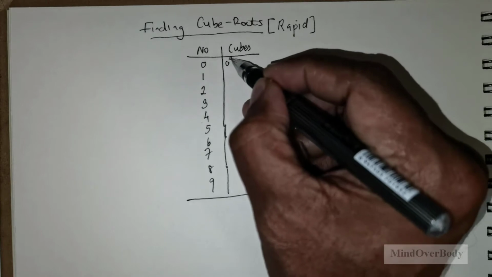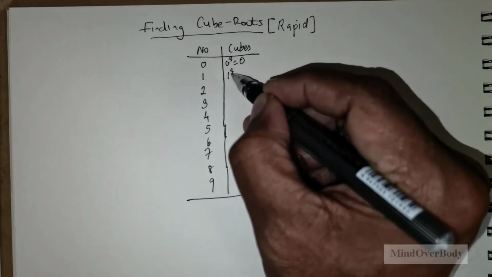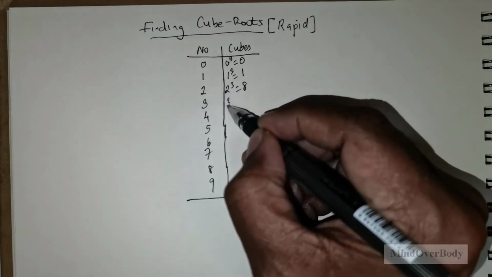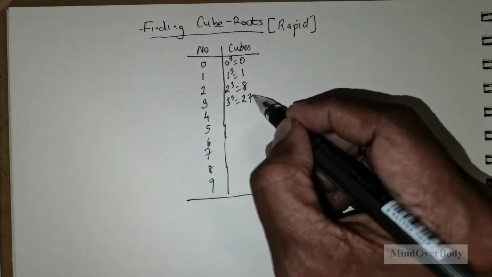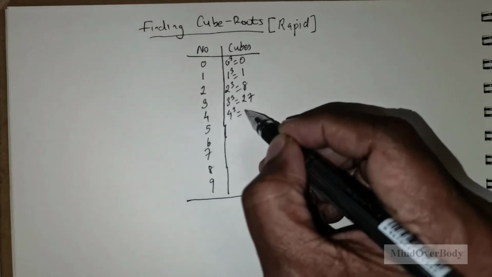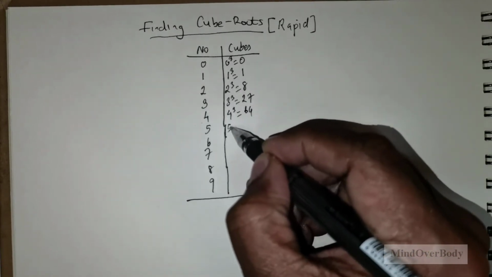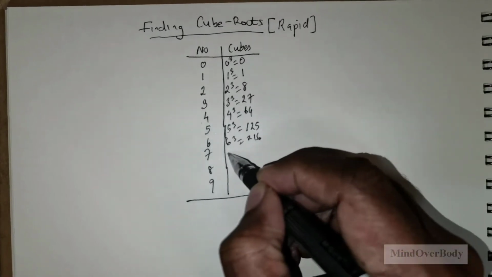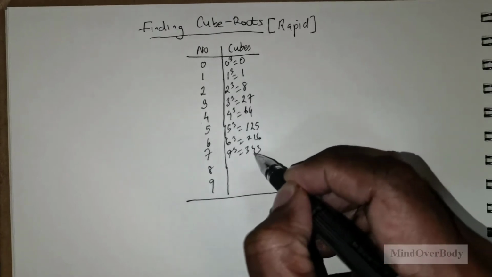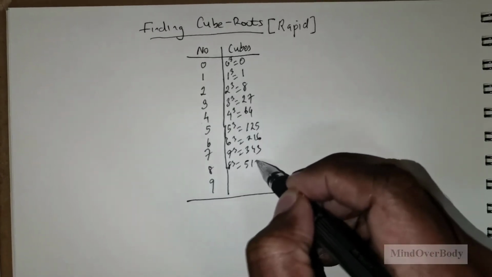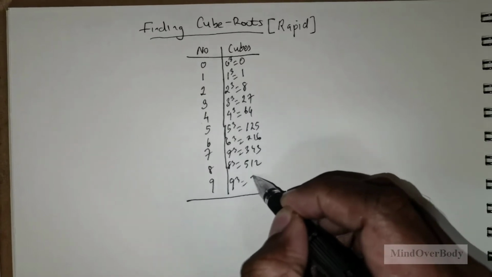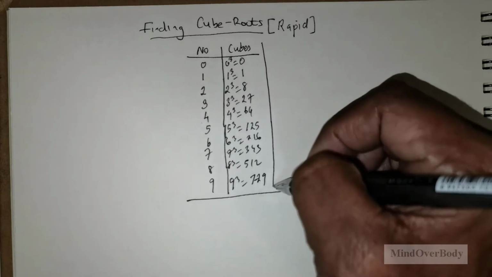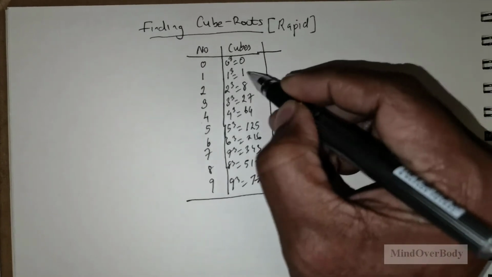What is the cube of 0? 0 cubed gives you 0. 1 cubed gives you 1. 2 cubed is 8. 3 cubed is 27. 4 cubed is 64. 5 cubed is 125. 6 cubed is 216. 7 cubed is 343. 8 cubed is 512. 9 cubed is 729. After you have written them down, there is a very important observation you have to note here.